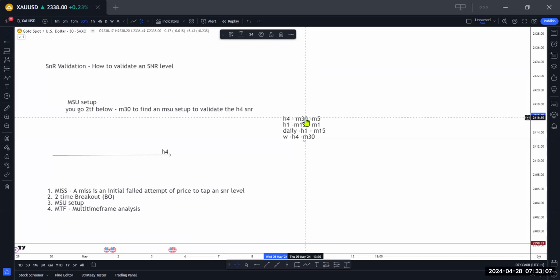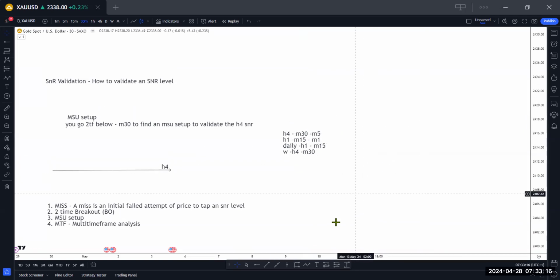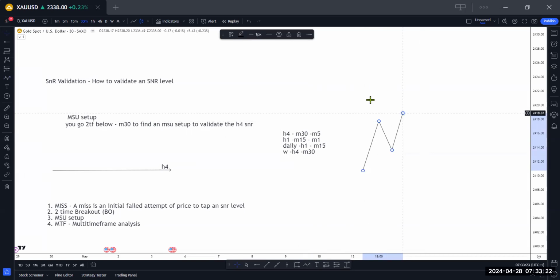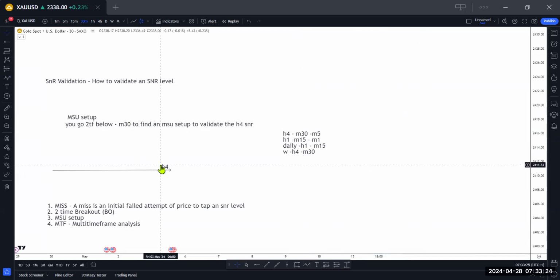So you can look for your MSU setup on M30 or M5. If you see MSU on M30, super sweet. If you see your MSU on M5, super sweet. So what is an MSU setup? An MSU setup means that if price is going to buy, for example, let me bring this out here. I think this is important. So if you're going to buy from this H4 SNR, right?